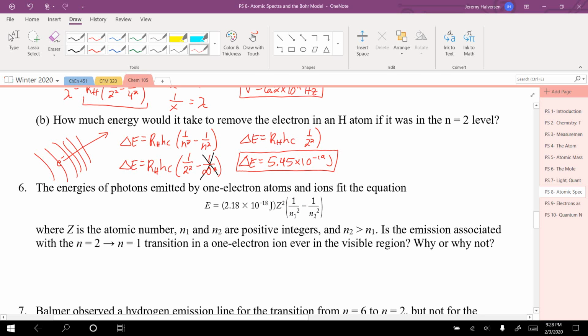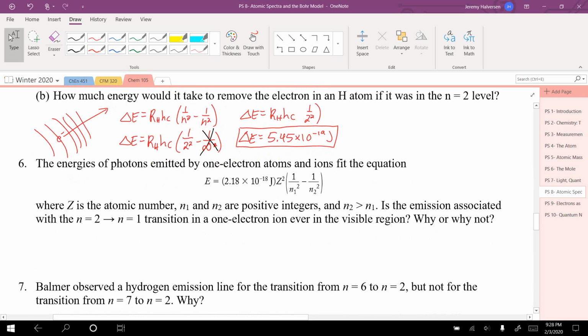The energy of photons emitted by 1 electron atoms and ions fit this equation, where Z is atomic number. We know these things. They tell us specifically n2 is greater than n1. Again, if you flip them, you just get the opposite sign. Is the emission associated with an n2 to n1 transition in a 1 electron ion ever in the visible region?